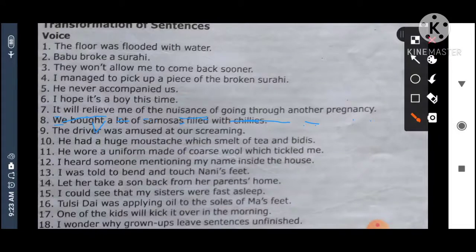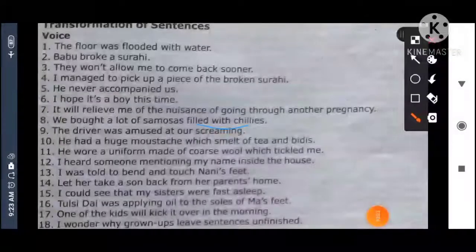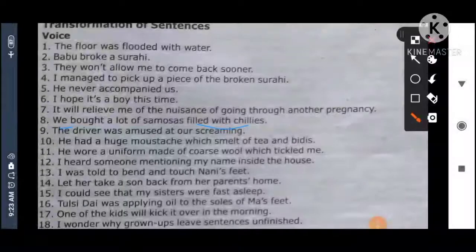We bought a lot of samosas filled with chilies. Now, bought is your verb, so a lot of samosas filled with chilies. Now, was or were? A lot of samosas, plural, filled with chilies, plural, were bought by, we convert into us.